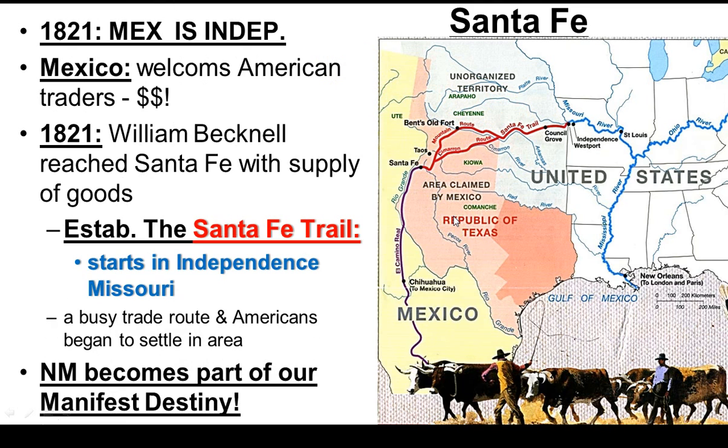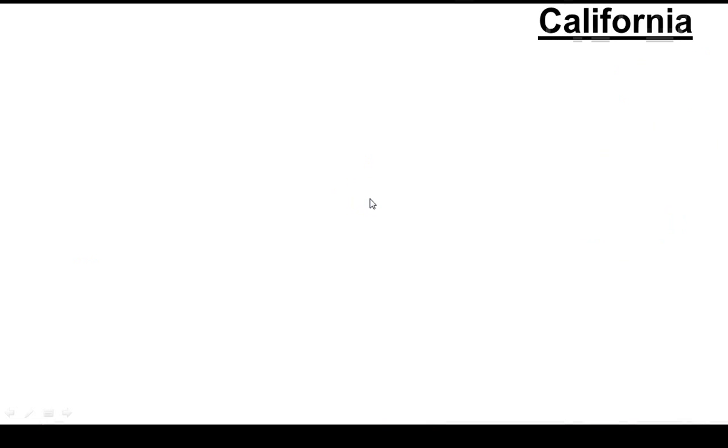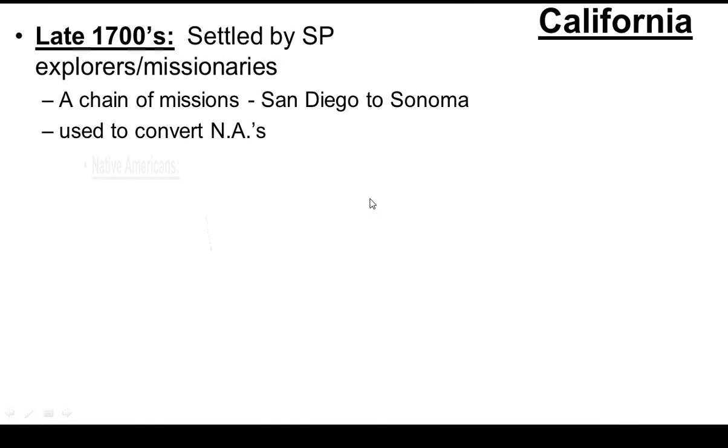And it becomes a very busy trade route for Americans who are now settling in and bringing American ideas into what is to become the Mexican territory, or Mexican cession, in the future here. So manifest destiny and manifest destiny thinking spreading there.